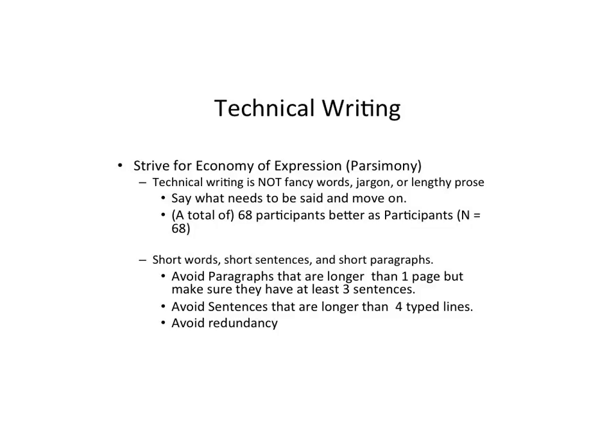Make sure that you strive for what's called economy of expression, or parsimony. Essentially, don't be fancy, just tell me exactly what needs to be said and move on. Avoid jargon, avoid lengthy prose. It's natural sometimes, especially if you come from a more English background, to really want to write kind of largely. Here, a more direct writing style is appropriate. So instead of saying something like a total of 68 participants, it's better to write participants and then in parentheses n equals 68. It's a quicker way of saying something.